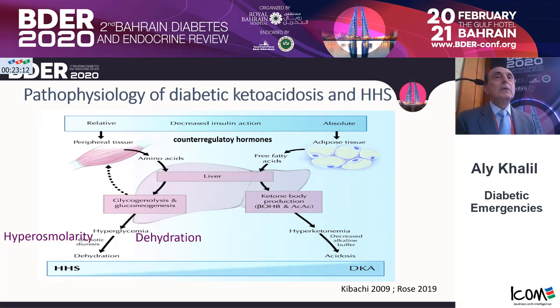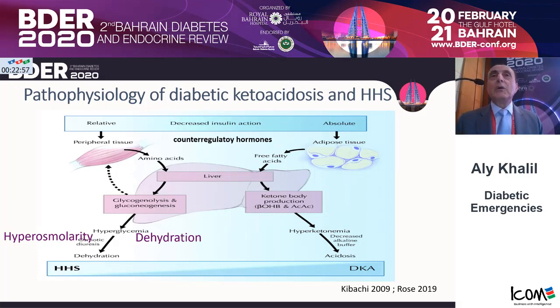On the other hand, you have increased counter-regulatory hormones, mainly glucagon, which is 5 times more elevated than in normal cases. And that will lead to muscle breakdown and generation of amino acids.